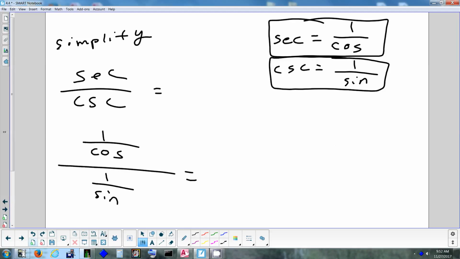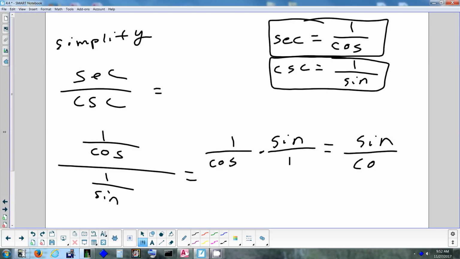So let's do the same thing. Take the one in the bottom, flip it, and multiply by what's in the top. So the top was 1 over cosine. I flip the one in the bottom, I get sine over 1. Now multiply straight across. What's 1 times sine? Sine. Cosine times 1. Cosine. Now, does anybody know what sine divided by cosine is? That reduces to a very nice thing.